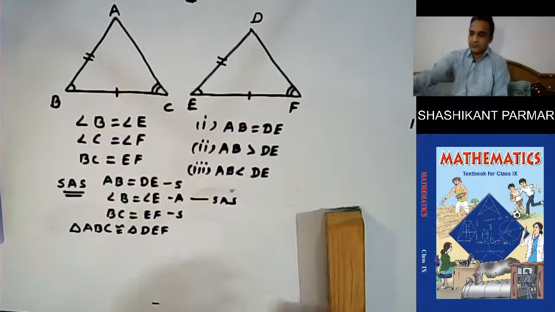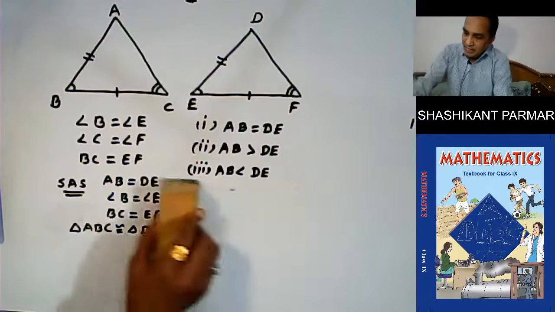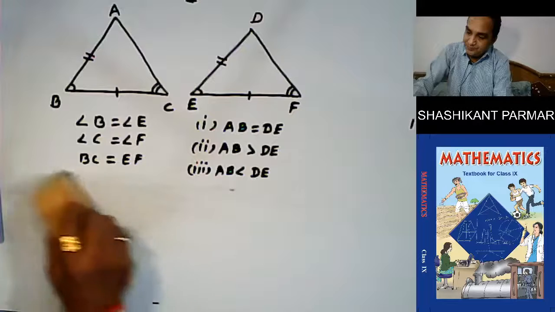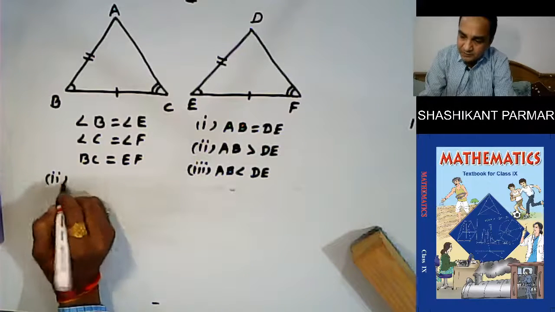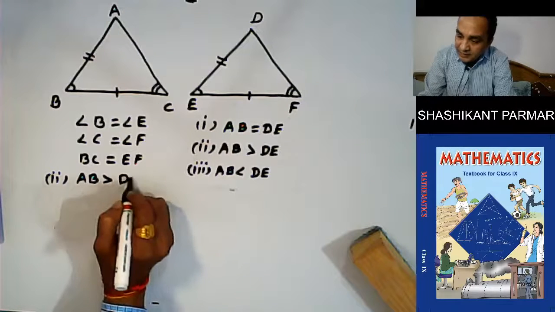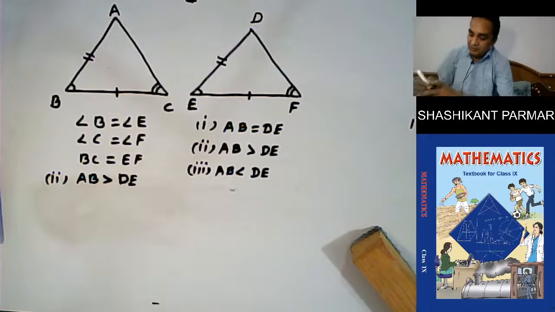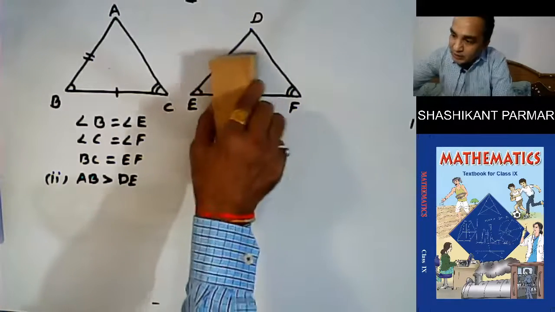Now for the second case, if AB is greater than DE, this is the second one. That means both are not equal.